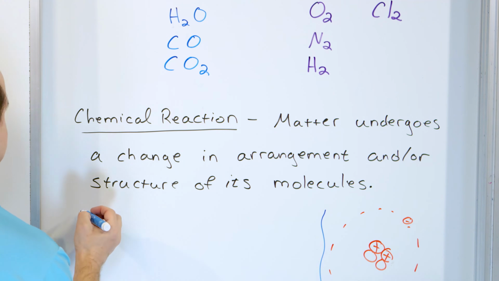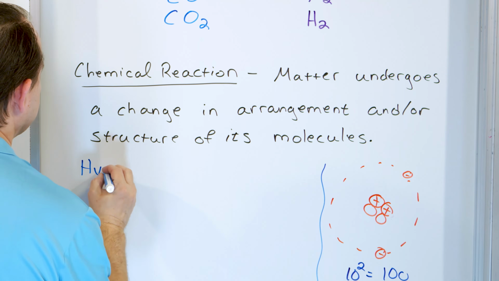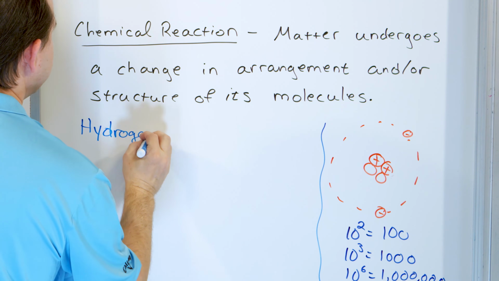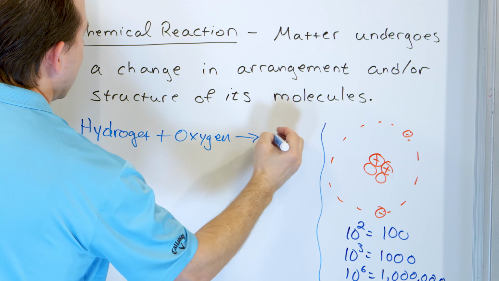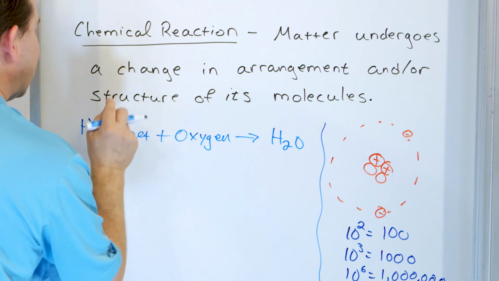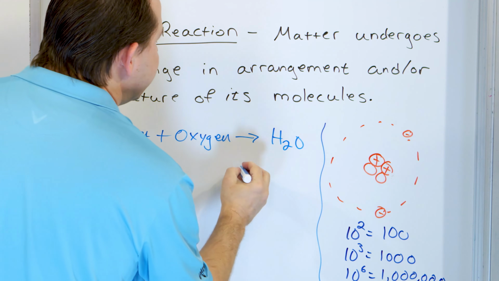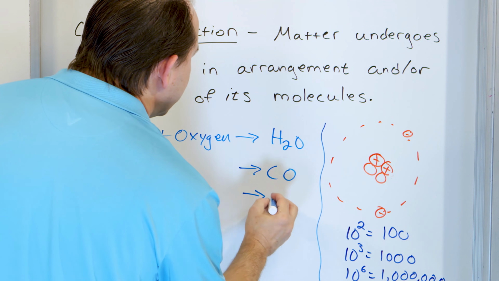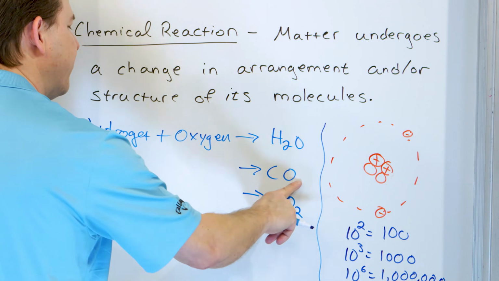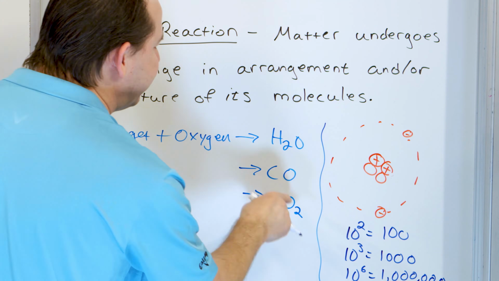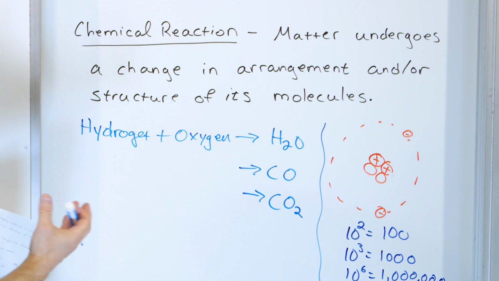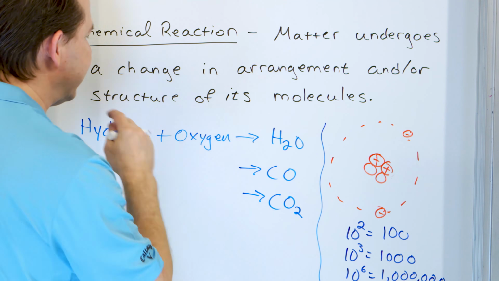And of course, the big one, hydrogen plus oxygen gives you water, H2O. I could write carbon plus oxygen gives you either carbon monoxide or carbon dioxide. Why does it form carbon monoxide with 1 atom of each sometimes? And why does it form carbon dioxide with 2 atoms of oxygen sometimes? Well, we're going to talk about that. It does different things in different situations.